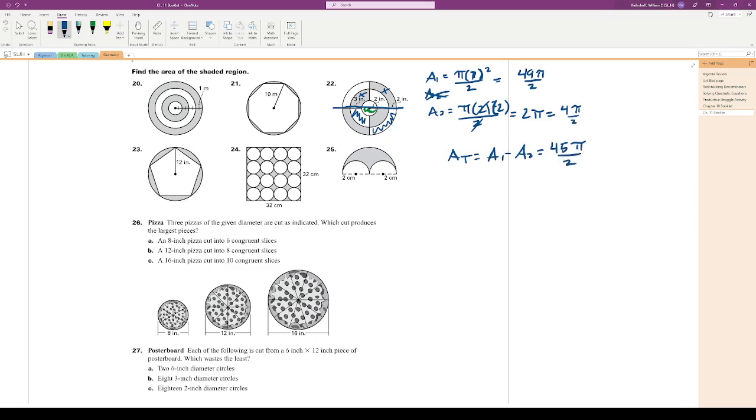So the rest you should be able to do. It's just practice with these formulas and manipulating them. Hopefully not too hard.